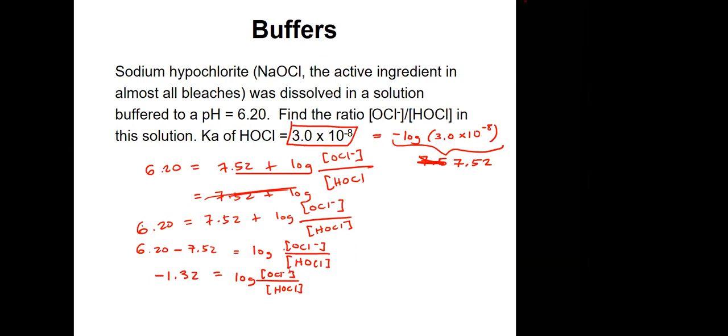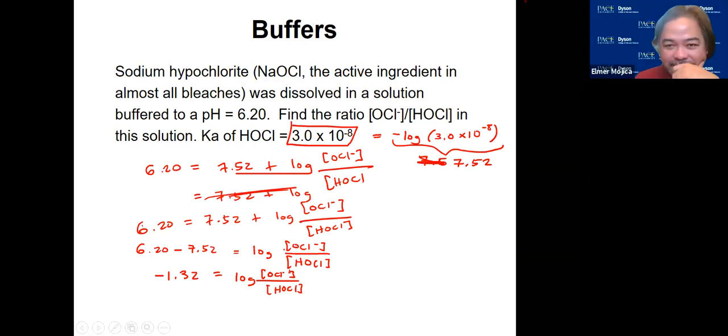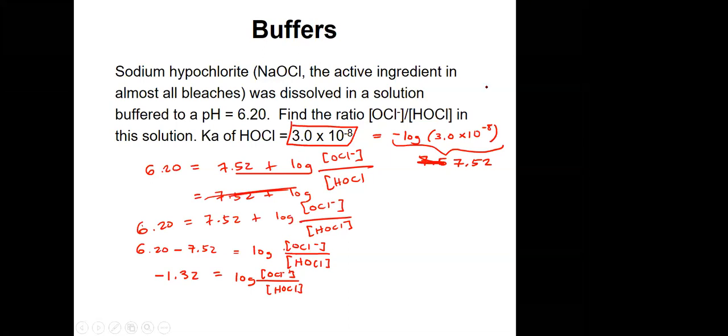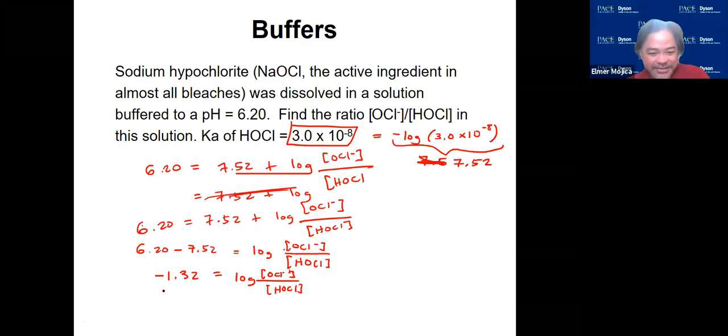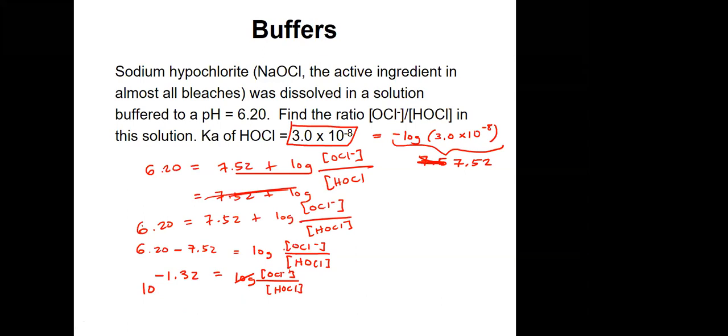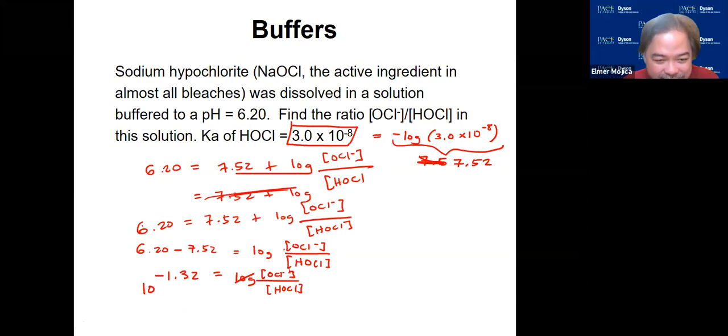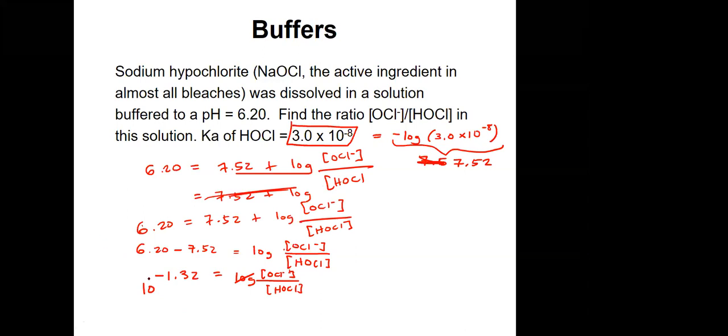I'm going to have a roll call to everyone, so everyone will be awake. Kyle. When you raise both sides to the power of 10, if I do this, the log will cancel out. And what do I get? 10 raised to negative 1.32. What's the value that I get, Kyle? 0.048.